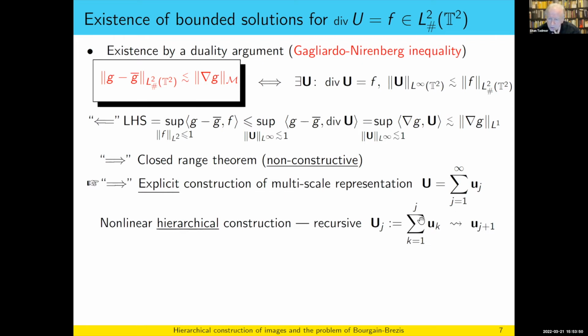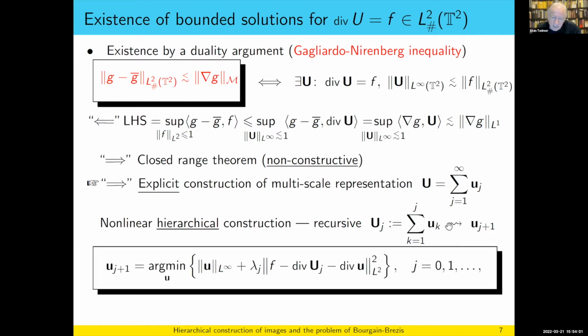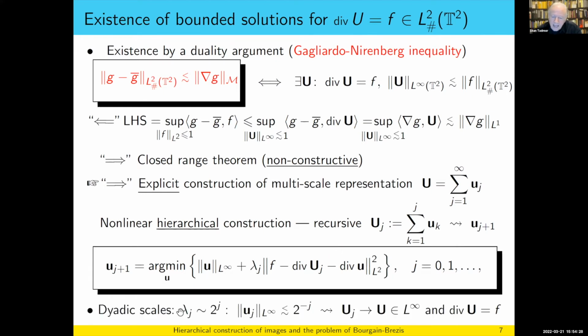If you have the first j terms, and therefore you have the partial sum u_j, then I will tell you how you construct the next term, little u_{j+1}, and it is given by the following minimization. So you minimize the L infinity norm, and you take lambda_j times f minus the divergence of all the terms that you know, minus the divergence of the terms that you do not know in L2. So this is the variational statement that we saw before. The only trick here is that the lambda_j's have to change from one step to the next, and they have to be dyadic scales.